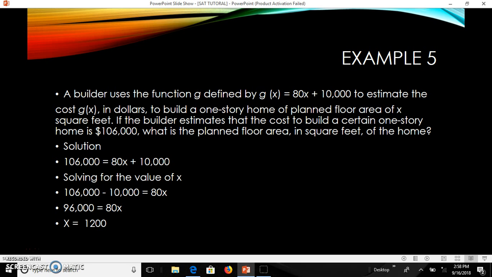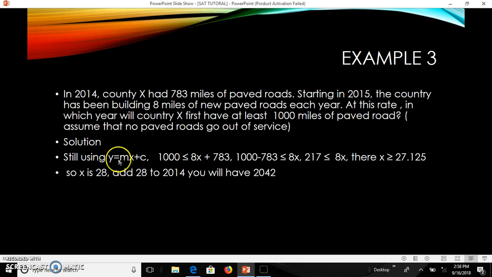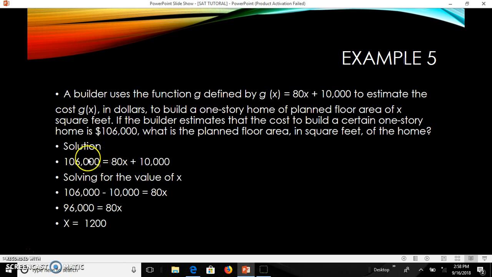Just simple. Just apply your formula. You said this is the total cost, right? And I told you that y is always C using that formula, y equals mx plus c. Same formula. So do that. Put the total cost equal to this equation. You solve for x and you get your answer to be 1,200. So that's the answer. Nothing bad about that. It's just a simple thing.